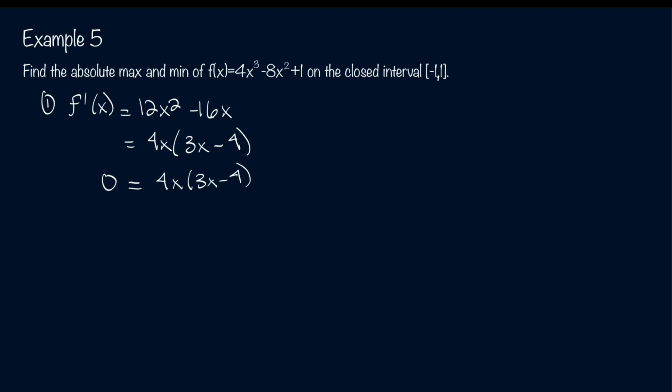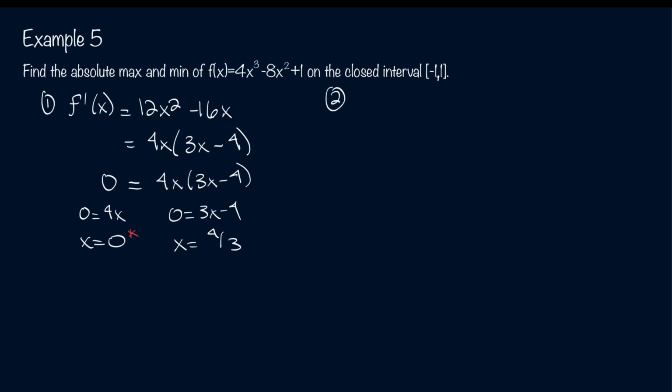And what we get is 0 equals 4x, which means x is just going to equal 0, and 0 equals 3x minus 4, which means x is going to be equal to 4/3. Now, remember that our interval is between negative 1 and 1. So we can only use x equal to 0. The other one is outside of our interval.